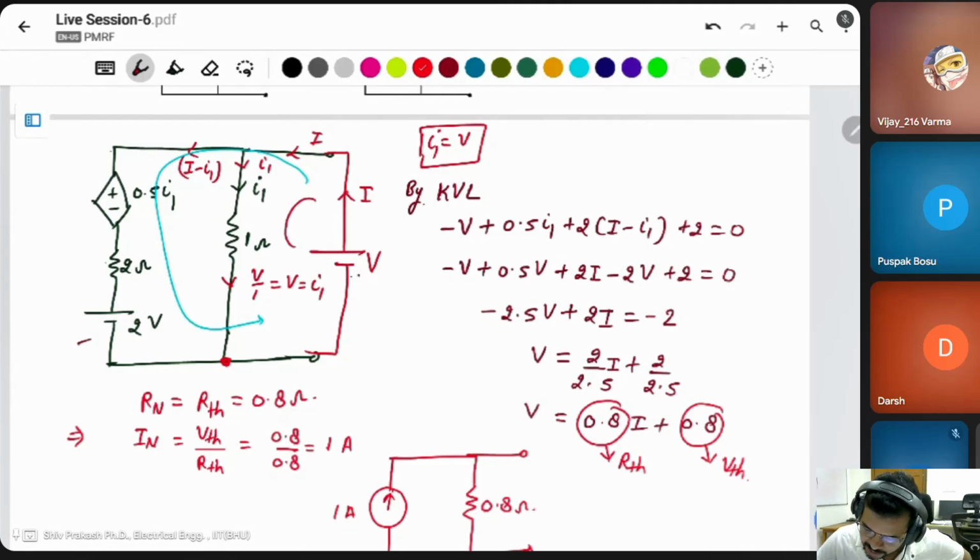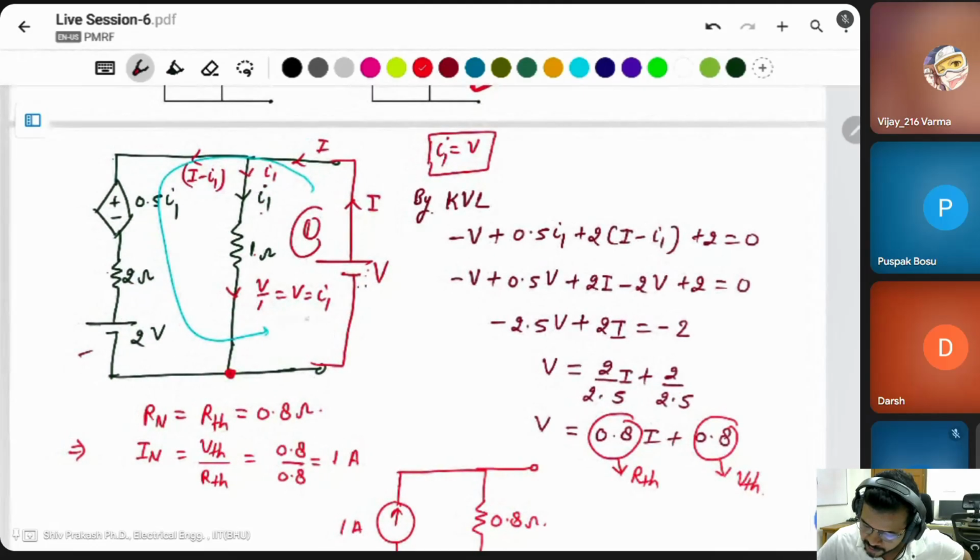I1 is the same as V, then minus V plus 0.5 V plus 2I minus I1, which is equal to V, then this will be minus 2V plus 2 equals 0. Then this will be minus V plus 0.5, equal to minus 0.5, minus 2, equal to minus 2.5 V plus 2I is equal to minus 2. And what is the V?